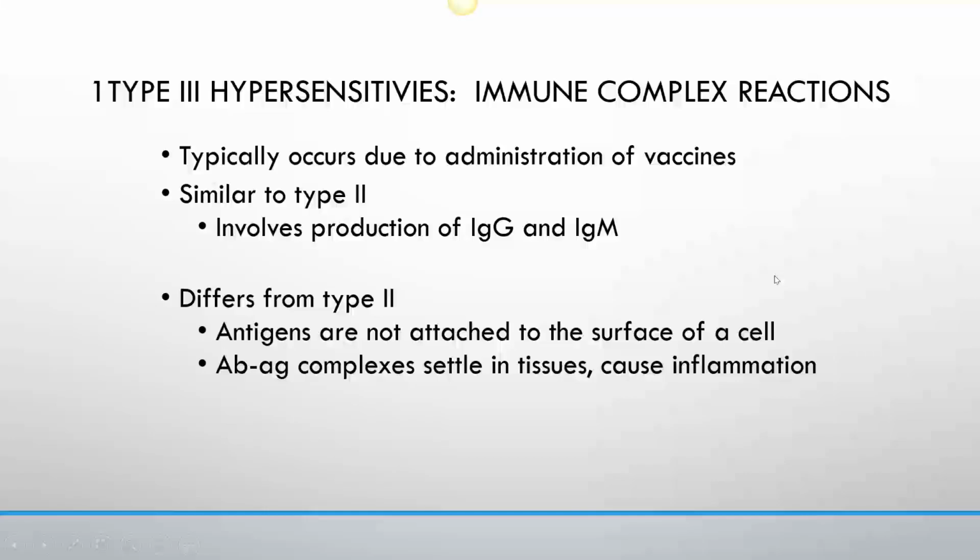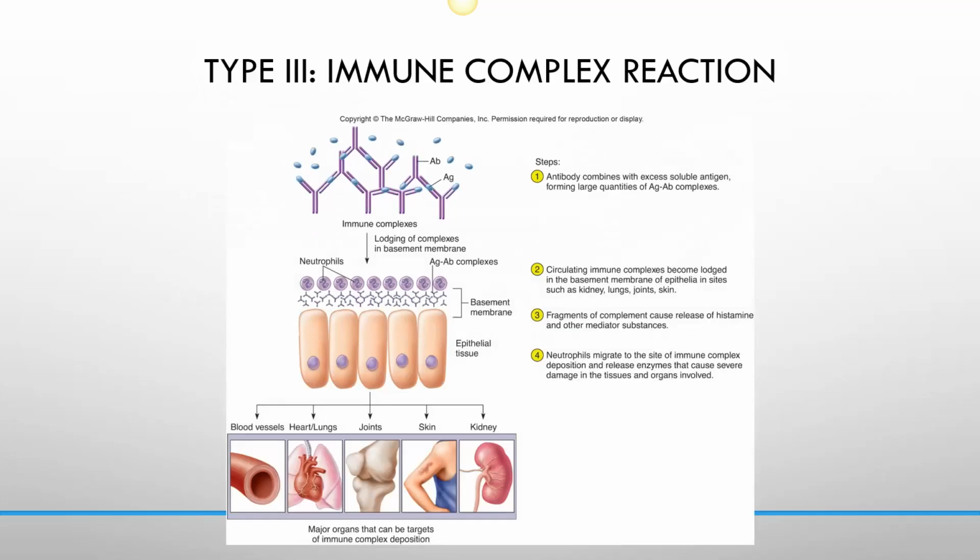So to finish up this week's lectures, I'm going to talk about type 3, 4 hypersensitivities and then the hyposensitivities. So type 3 hypersensitivities typically occur to administration of vaccines. They're kind of similar to type 2 because they use IgG and IgM, but they're different because these are antigen-antibody complexes. So the antigen isn't attached to a cell, it's just floating freely in the serum or in the body. And then once the antibody combines with it, it settles in the tissues and that causes local inflammation.